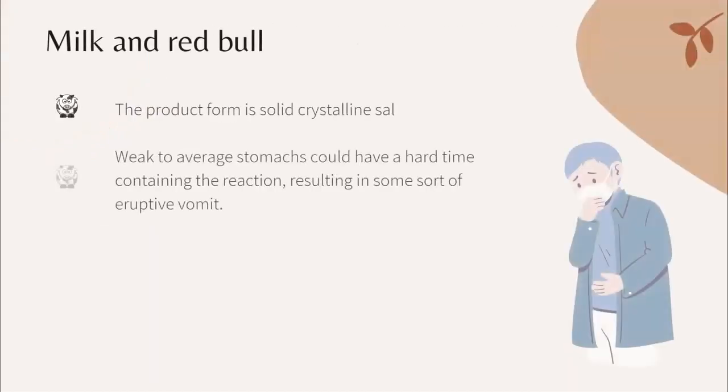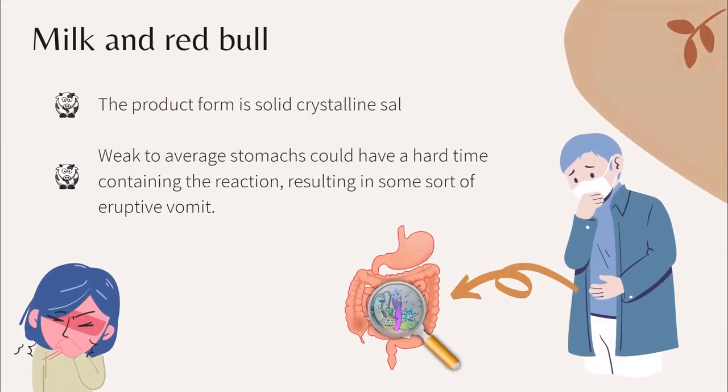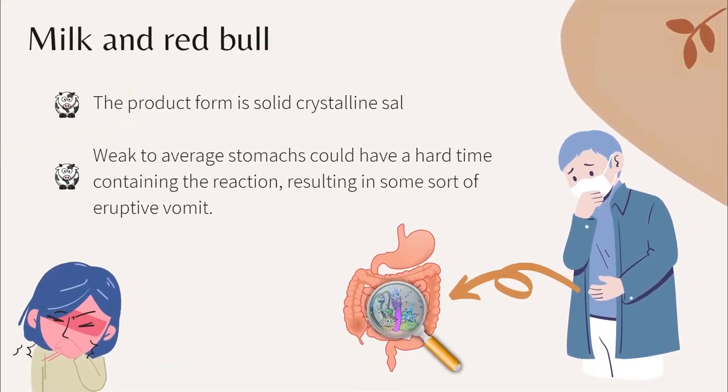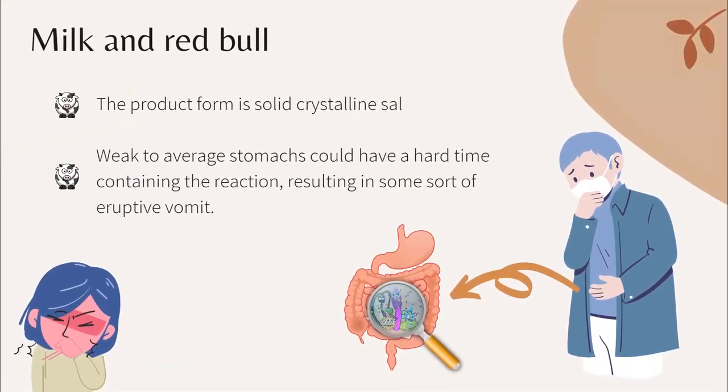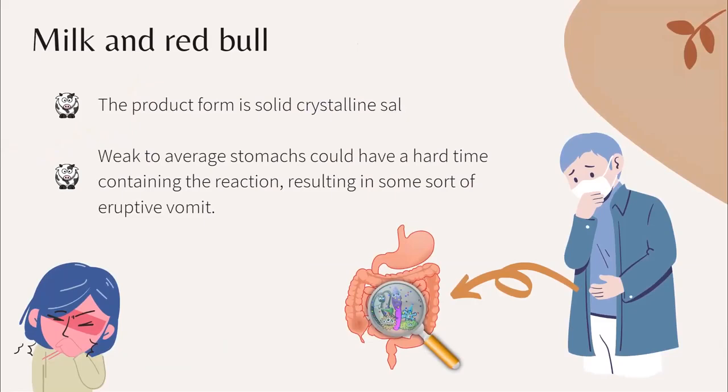The product formed is a solid crystalline salt. This process causes the stomach to have a hard time containing the reaction, resulting in some sort of erratic vomit.